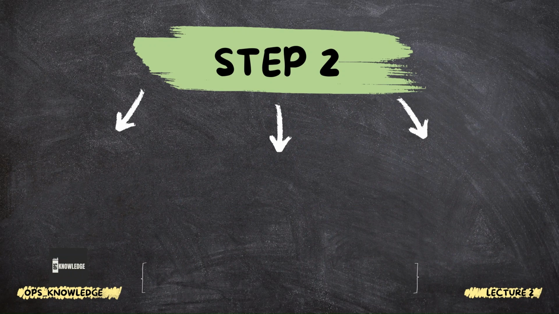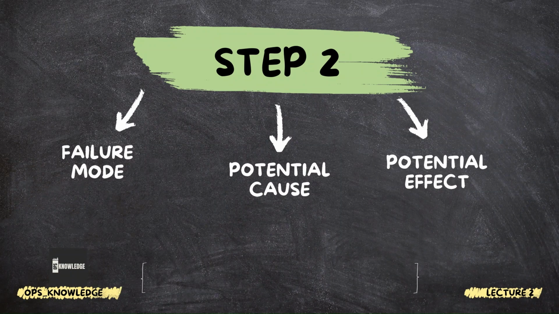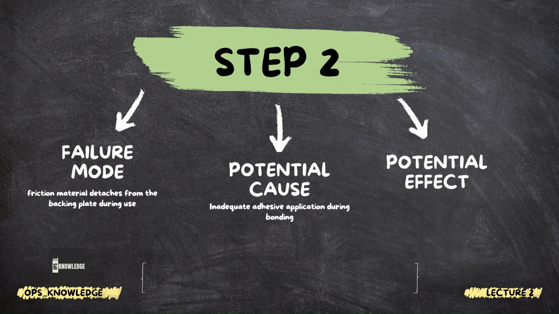Now in this, we do step 2, that is identifying the failure mode, potential cause, and the potential effect. Failure mode is friction material detaches from the backing plate during use. Potential cause is inadequate adhesive application during bonding. Potential effect is reduced braking efficiency leading to safety hazards, that is longer stopping distance or brake failure.